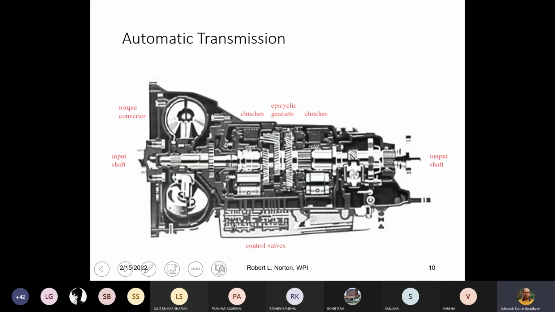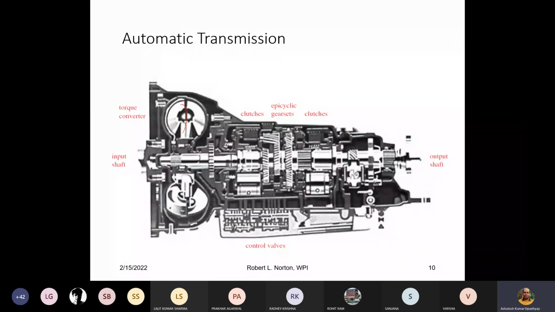This is the automatic transmission, although this is one based on the epicyclic gear set. It is shown over here. Each epicyclic gear set will come along with one set of clutch also, and there is a torque converter also which is coming into place. That is the latest concept, based on the hydraulic system.